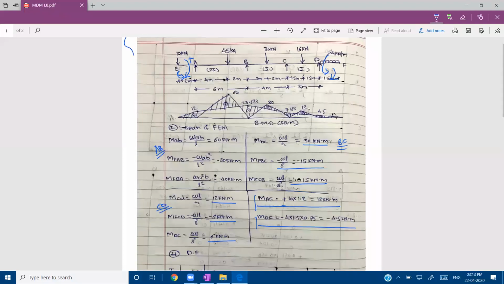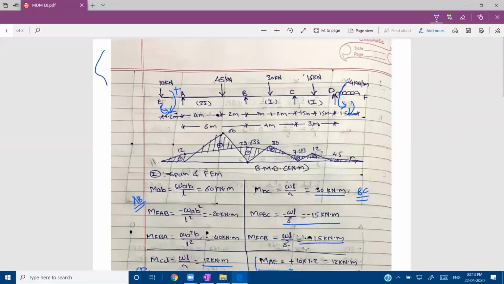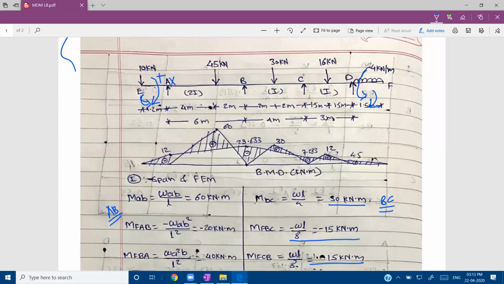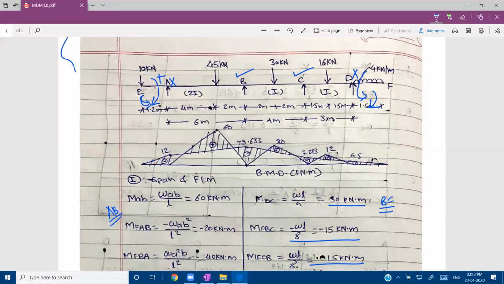So here first of all we have to observe at which support we can calculate distribution factor. At support E we cannot calculate because it is an end support. Similarly at support D also we cannot calculate distribution factor, for the same reason, it is an end support. But at support B and at support C we can calculate DF because these both supports are intermediate simple supports. Now first we will consider joint B.